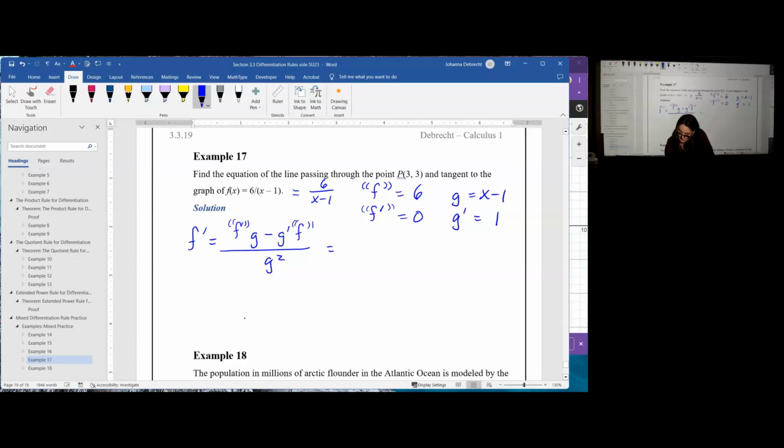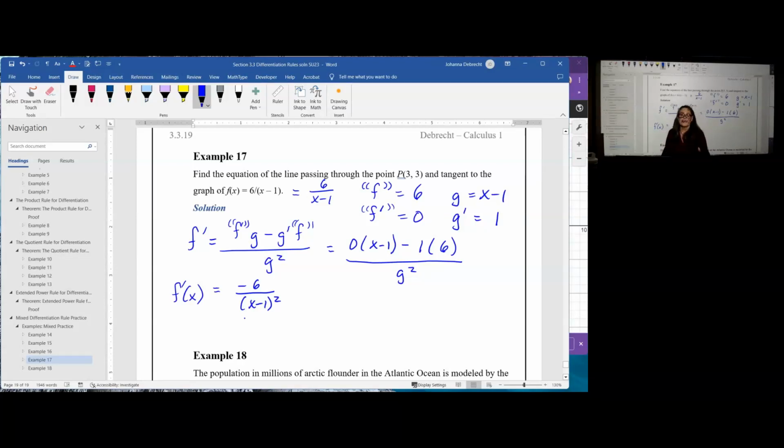This is going to give me 0 times x minus 1 minus 1 times 6, all divided by g squared. This comes out to be 0 for the first term, -6 divided by the quantity x minus 1 squared. This is the derivative function anywhere on the domain of that graph where the derivative is defined.